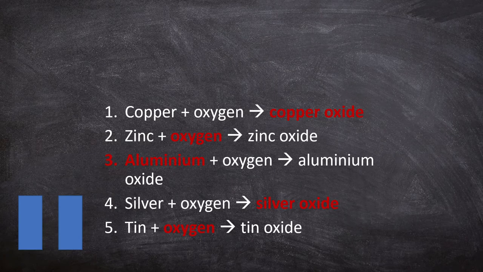Okay, so the first one is copper and oxygen goes to copper oxide. Zinc and oxygen react to make zinc oxide. Aluminium and oxygen react to make aluminium oxide. Silver and oxygen react to make silver oxide. And tin and oxygen react to make tin oxide.